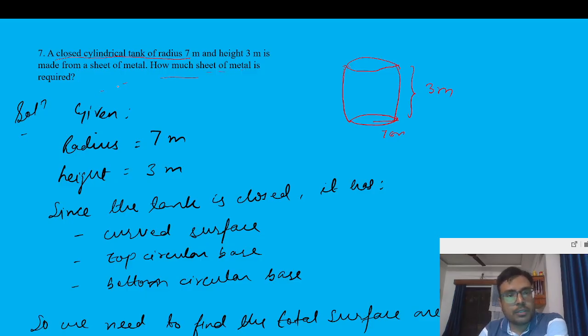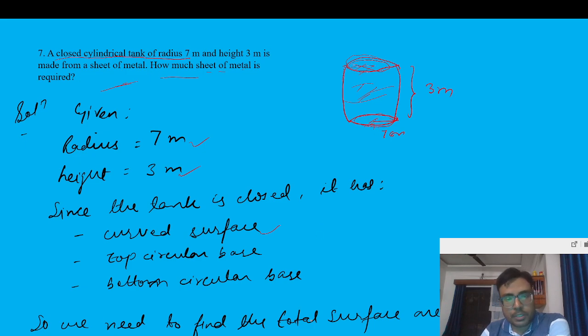It means you have to calculate the area, but which area, total or lateral? This you have to understand, because it is written closed, it means it has this part also and this part also. In a hollow cylinder there will not be top and bottom, but since it is closed, it is this plus this plus this, so you have to calculate the total surface area. Given radius 7, height 3. Since the tank is closed, it has a curved surface, and a top circular base and bottom circular base.